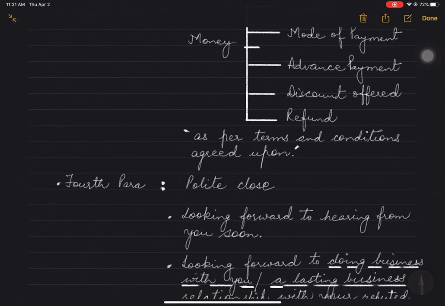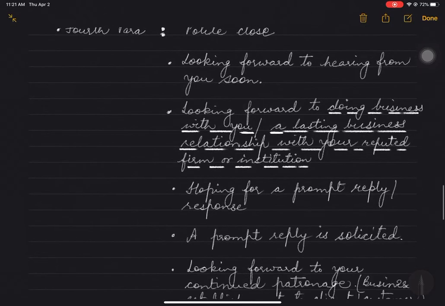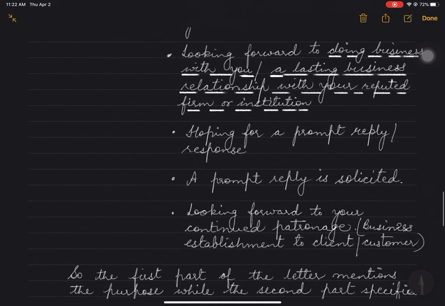Now, there are these certain examples. There could be more. So, looking forward to hearing from you soon. Next could be looking forward to doing business with you or looking forward to a lasting business relationship with your reputed firm or institution. Or hoping for a prompt reply or response. A prompt reply is solicited.